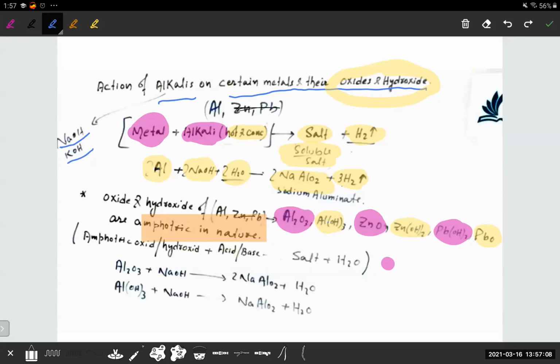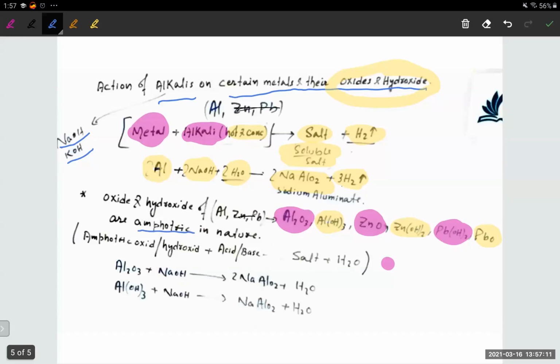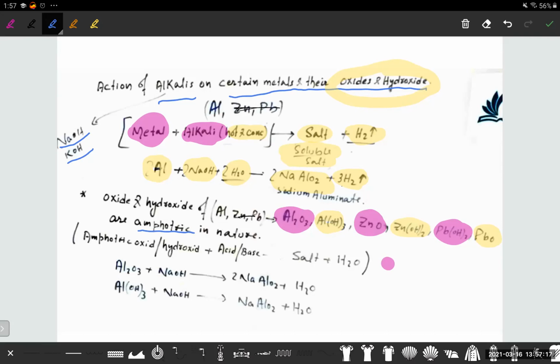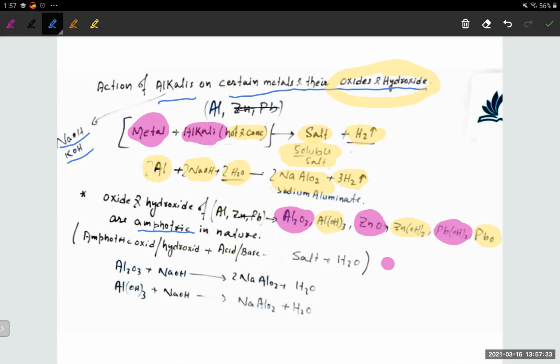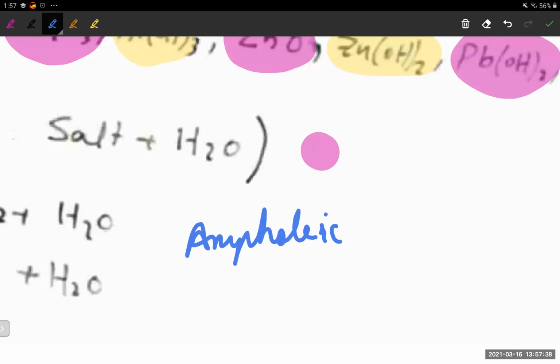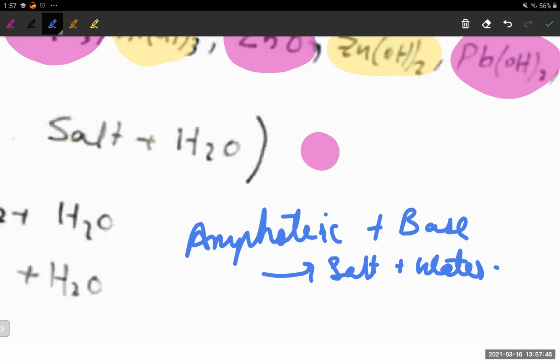They are amphoteric in nature. Please remember this word. What is amphoteric? Amphoteric is a type of substance which reacts or behaves as an acid as well as a base. Now, we all know that acid plus base gives salt and water, isn't it? But if we add an amphoteric substance to a base, then also it will give us salt plus water. Means amphoteric is behaving like an acid.